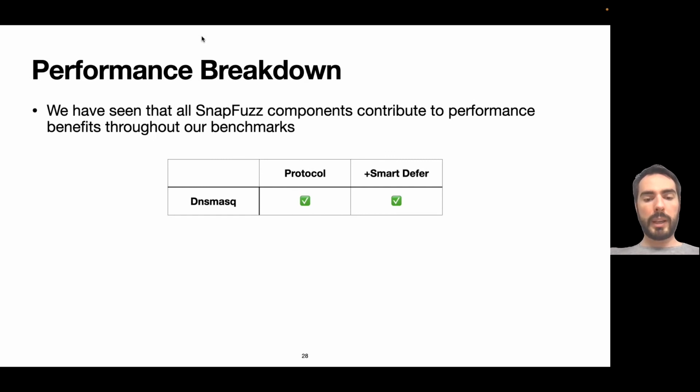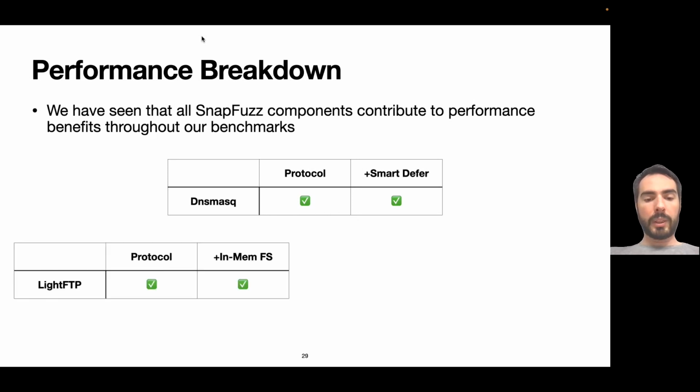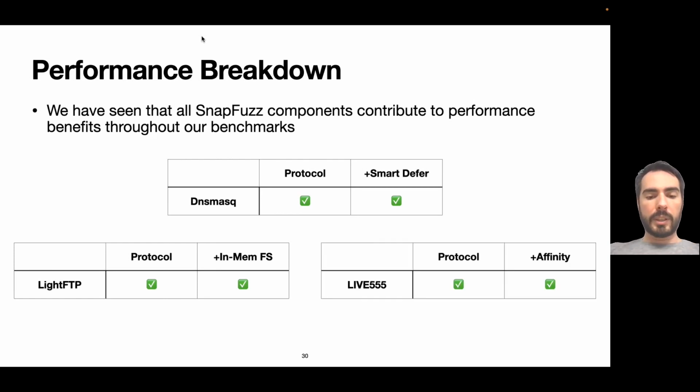For example, in our DNS benchmark, the two dominant components were the SnapFuzz protocol and the smart deferred fork server. While for the FTP server, it was the SnapFuzz protocol together with the in-memory file system. And for the live streaming server, it was the SnapFuzz protocol with the smart affinity component. For more details, of course, you can check our paper.